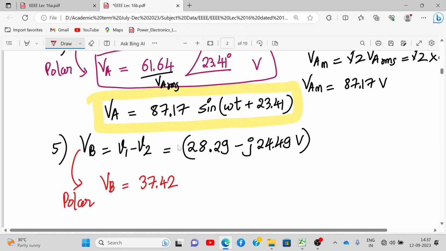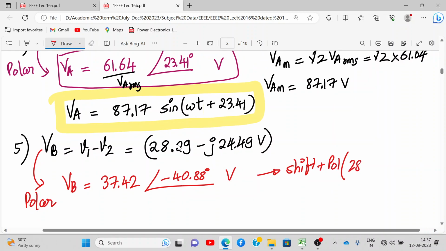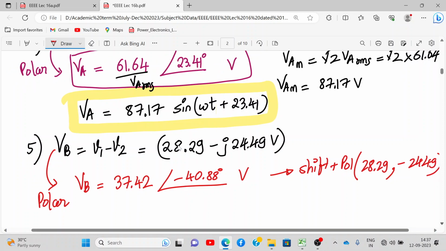37.42, at an angle of minus 40.88. So how do you do it in the calculator? Shift, plus, polar bracket, 28.29 comma minus 24.49. Are you getting these numbers?